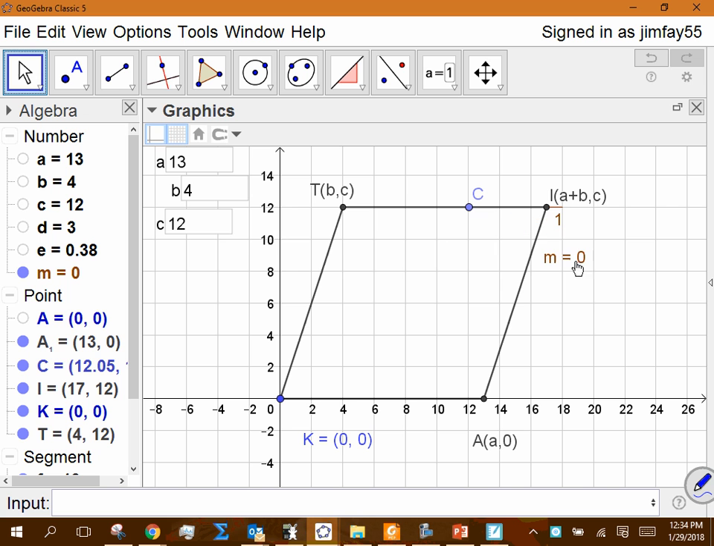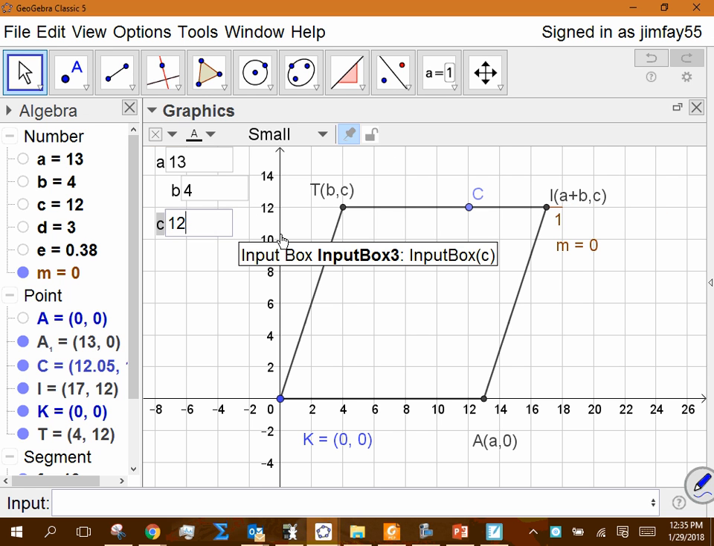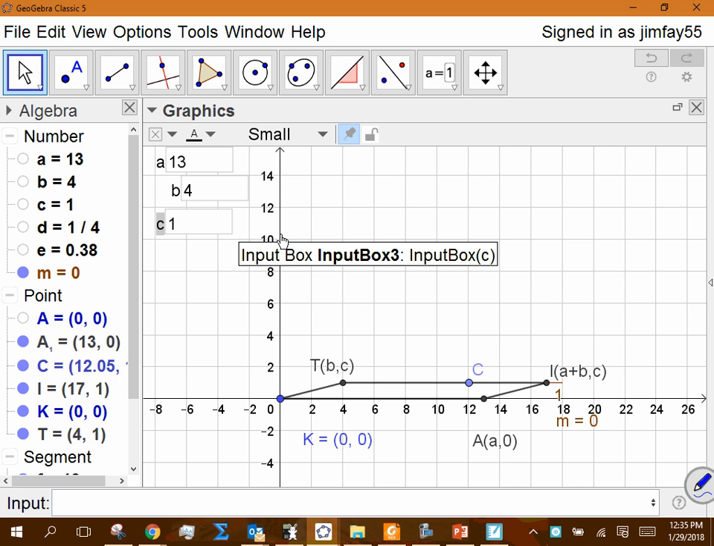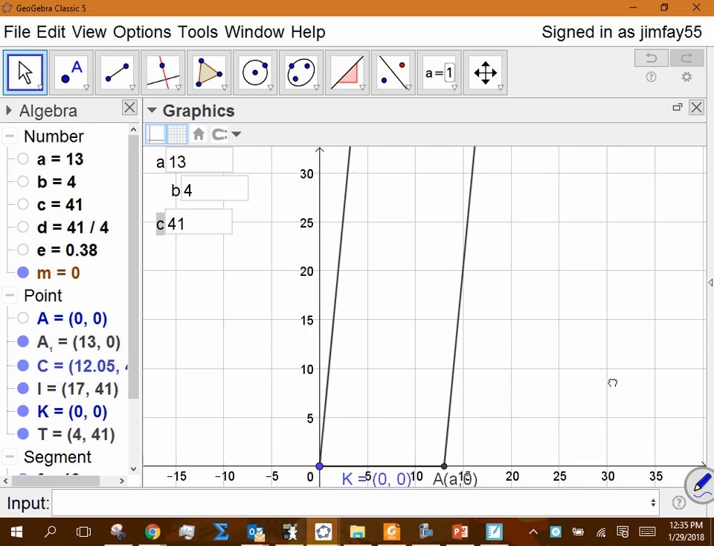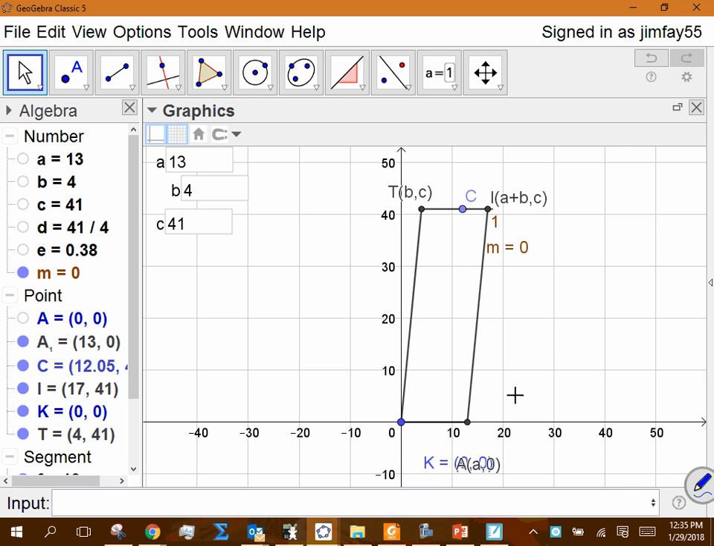But what the computer is doing right now to figure out the slope is it's simply taking this c value minus that c value. So it's taking 12 minus 12, right? Okay. But this applet shows me it doesn't matter what c is. Maybe c is 1. So I get that parallelogram. Is that slope still 0 right here? Maybe c is 41. I get that parallelogram, right? Is the slope still 0?